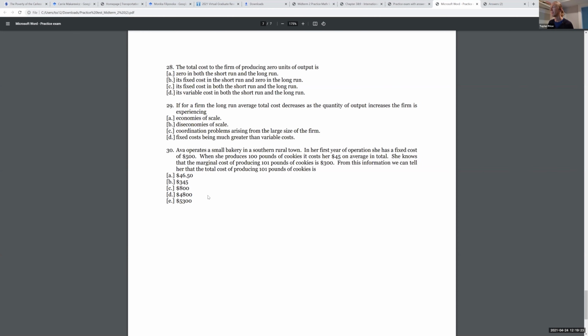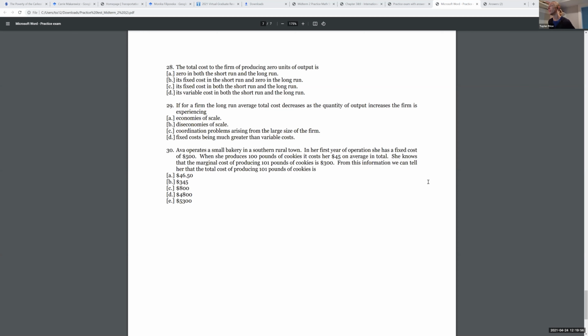Yeah. Yeah, that's 100% correct. Alexander, does that make sense as far as the reason why that's the correct answer for number 30? I don't understand. If it's the total cost, is that only variable then?